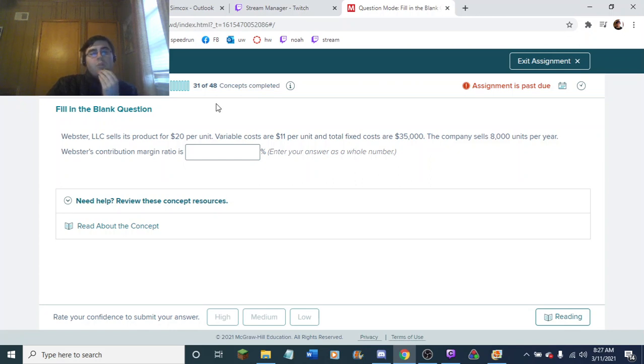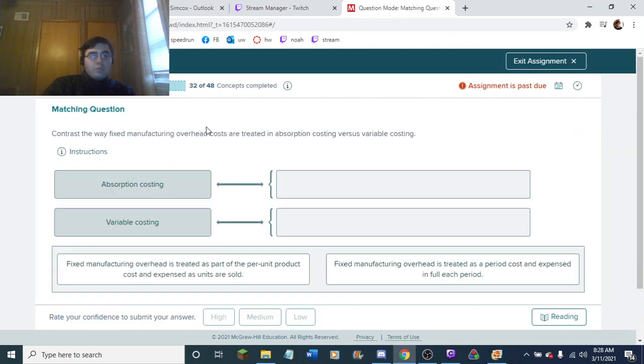No, you moronic purse. It's very simple. You just do 20 minus 11, and then that result divided by 20. That's it. That's so simple when you know how to do it.